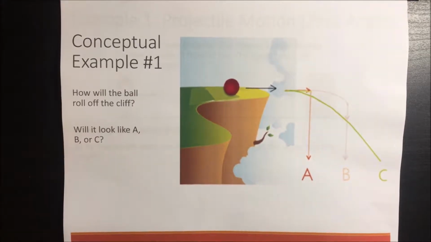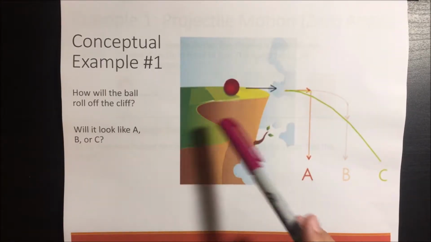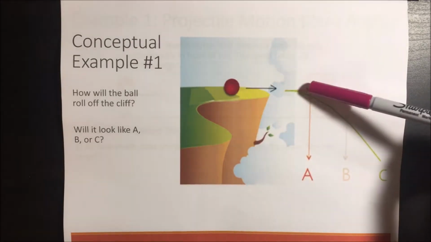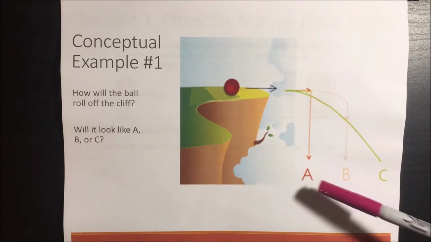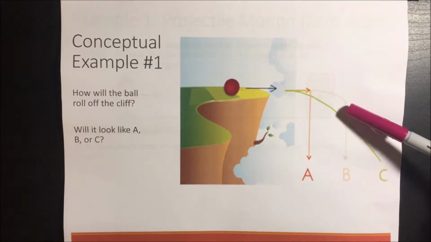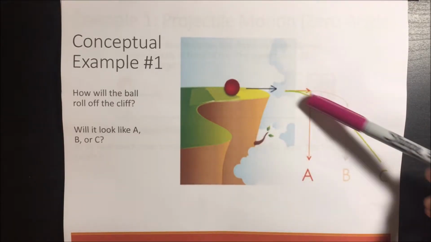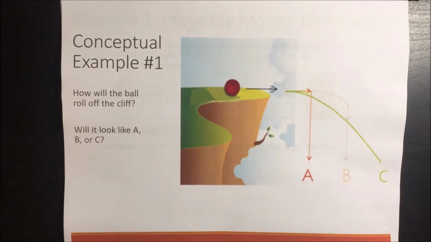First, let's do a conceptual question. We have a ball here. How will the ball roll off the cliff? Will it be like A, it will roll like this and then fall down? B, will it go like this and then fall straight down? Or will it be like C, will it go kind of like diagonal motion? Okay, so you could think about that. It's something we see every day in our lives, but we really don't know how it moves.